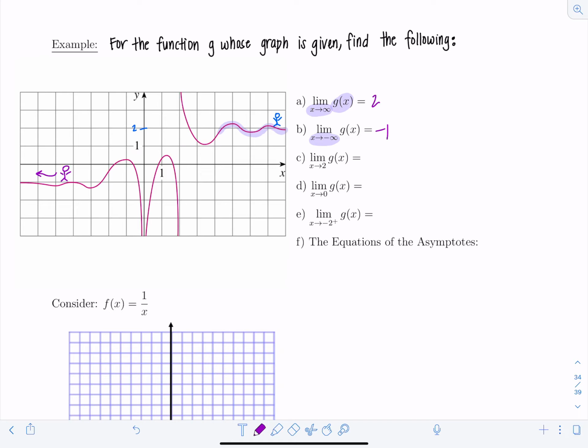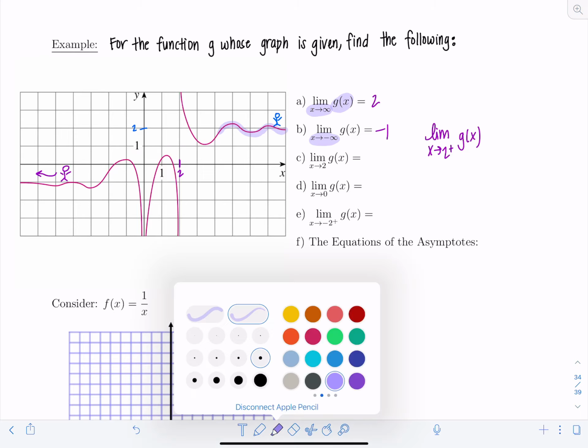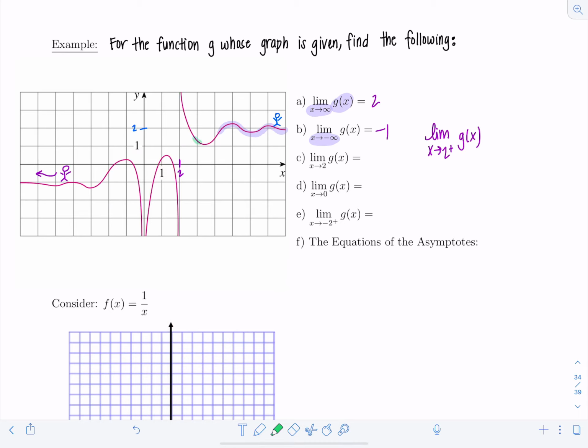All right, part C, the limit of g of x as x approaches 2. So here's 2 on the graph. I need to consider the limit from the left-hand side and the right-hand side separately. So let's go ahead and do that. So the limit as x approaches 2 from the right of g of x, let's see. So I'm approaching 2 from the right side, from values larger than 2. Notice the graph is increasing without bound. So that limit is positive infinity.